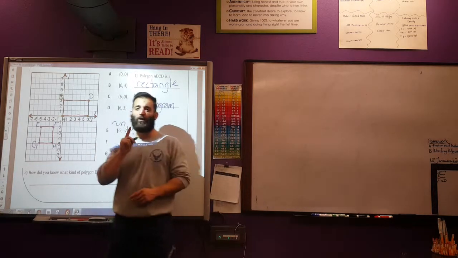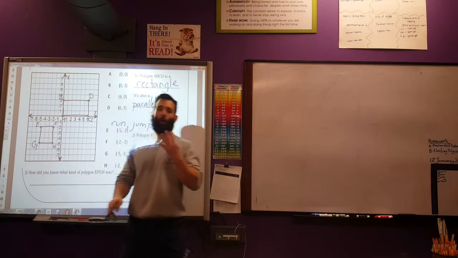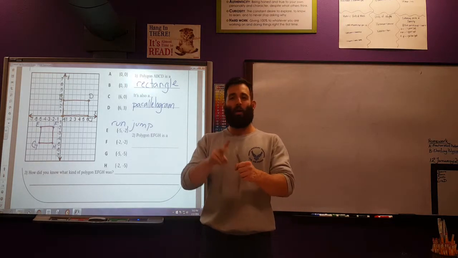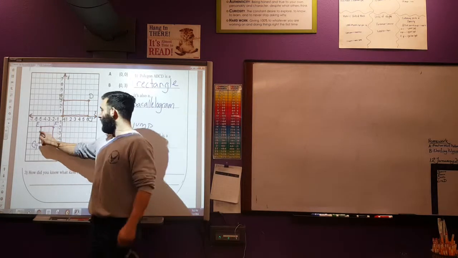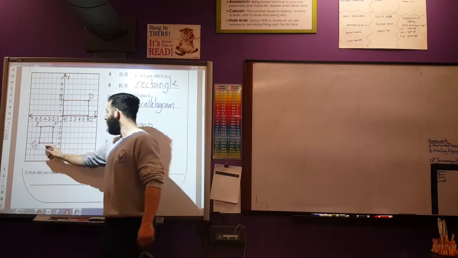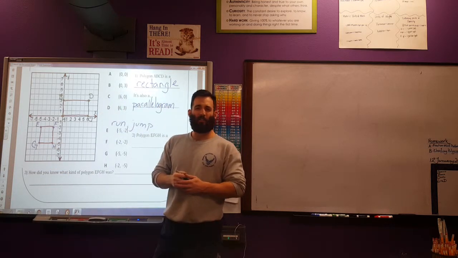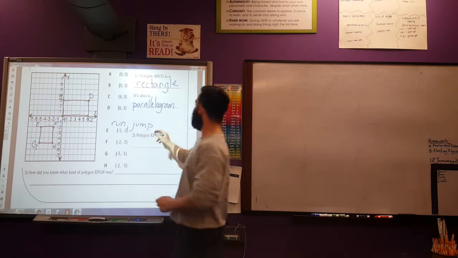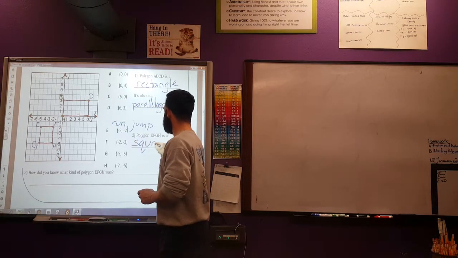Now, the first thing I notice is that there are 1, 2, 3, 4 right angles. So right away, I know that it's either going to be a rectangle or a square. The next thing I'm going to look at is the length. I can see that this is 1, 2, 3, and 1, 2, 3. So if all the sides are the same and there are 4 right angles, I know that polygon EFGH is a square.